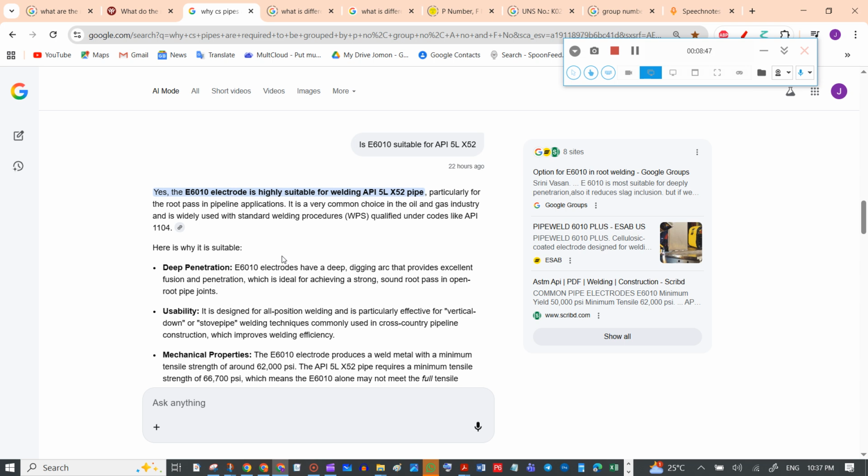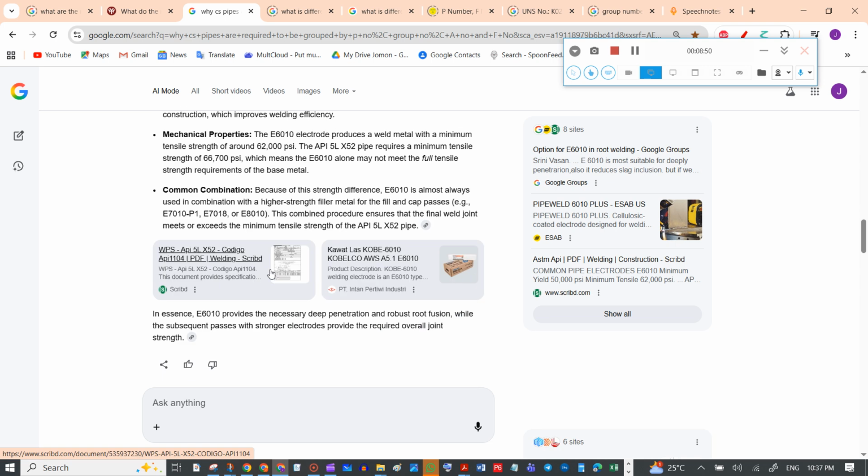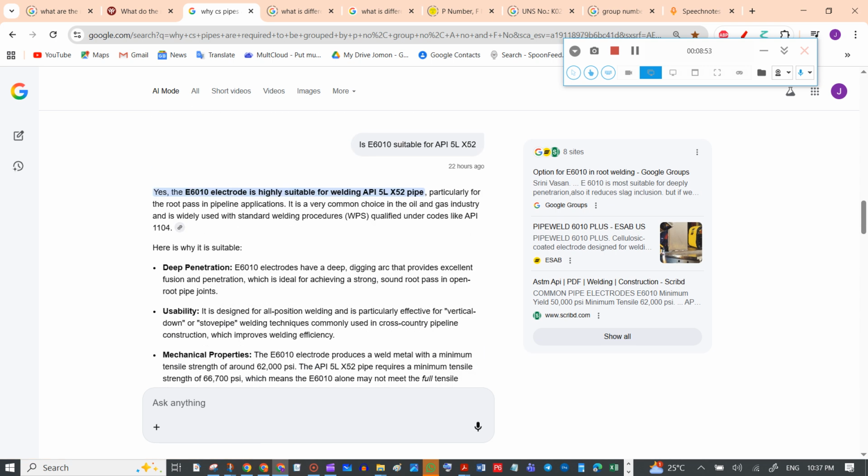So why is it suitable? Deep penetration. It has a deep digging arc. It provides excellent fusion and penetration. It is ideal for achieving a strong, sound root pass in open root pipe joints. It is designed for all-position welding, usually vertical down, and is particularly effective for vertical down and stovepipe welding techniques, commonly used in cross-country pipeline construction.